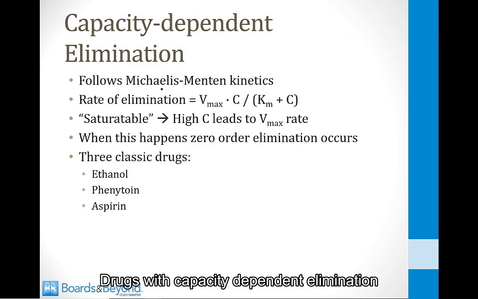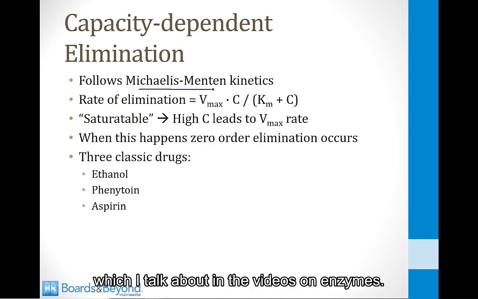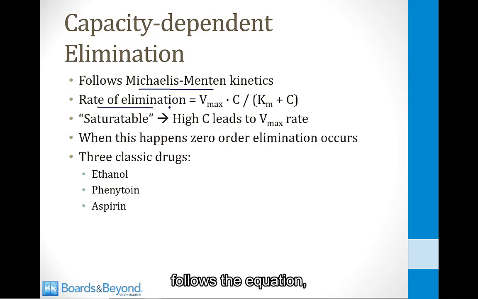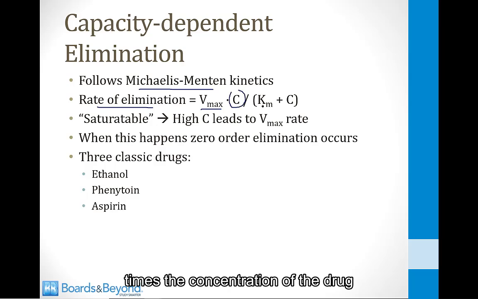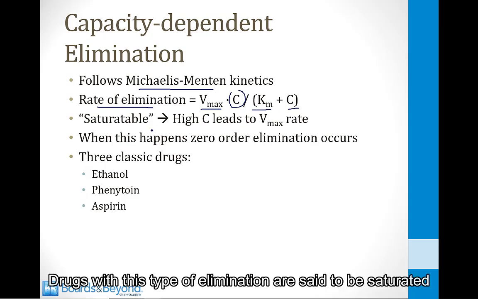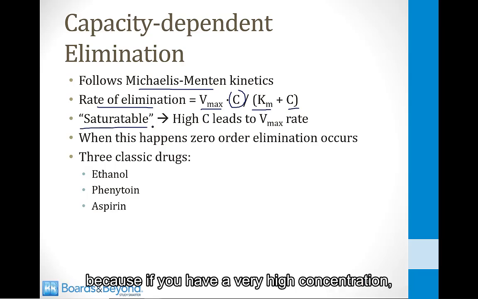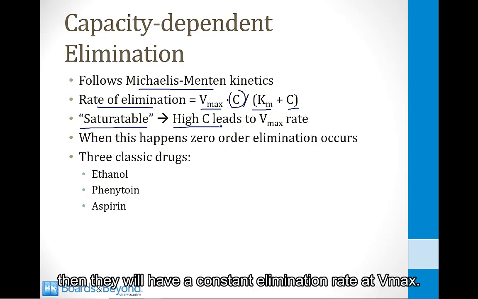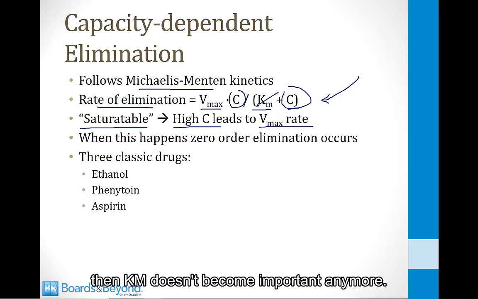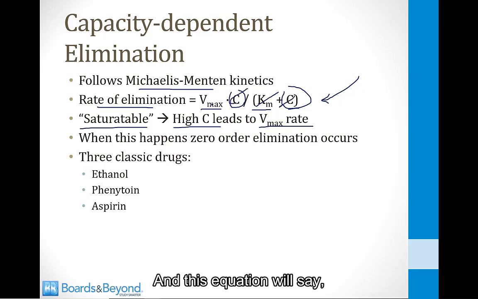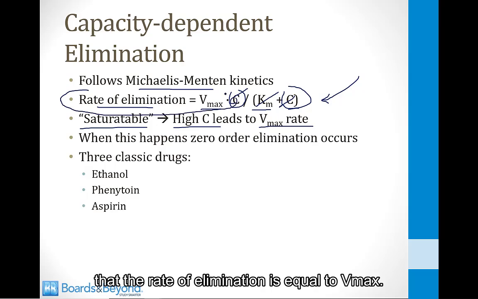Drugs with capacity-dependent elimination follow Michaelis-Menten kinetics, which I talk about in the videos on enzymes. Their rate of elimination from the body follows the equation Vmax, meaning the fastest rate of elimination, times the concentration of the drug divided by a Michaelis constant Km plus the concentration of the drug. Drugs with this type of elimination are said to be saturatable because if you have a very high concentration, then they will have a constant elimination rate at Vmax. If you look at this equation, if C is much, much higher than Km, then Km doesn't become important anymore. And then the two C's cancel each other out. And this equation will say that the rate of elimination is equal to Vmax.